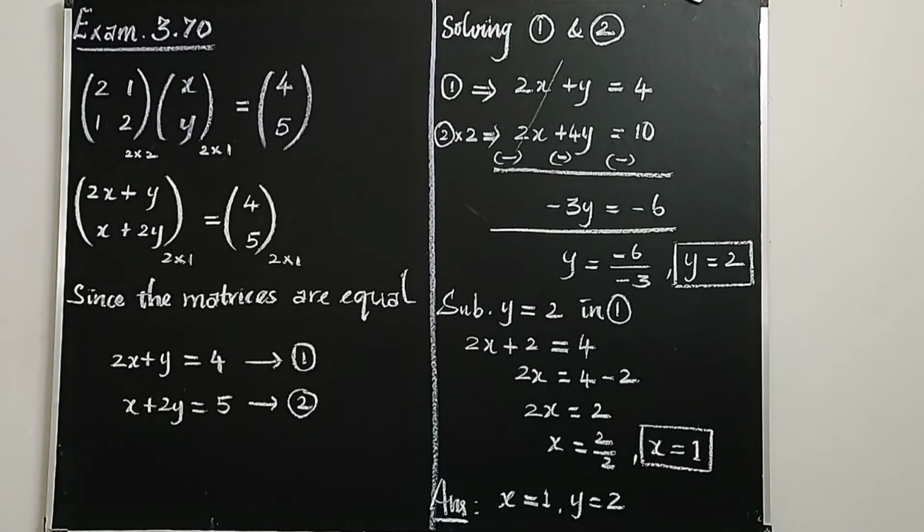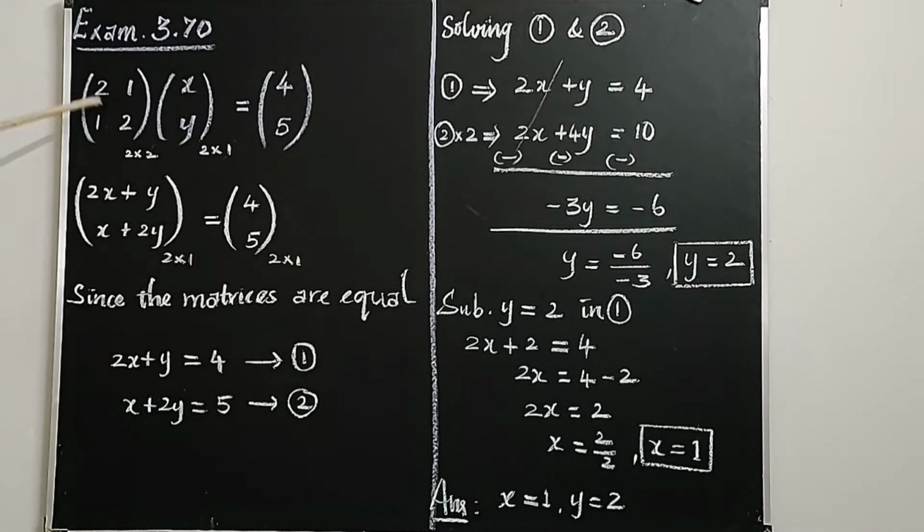Look at example 3.70. It's an important sum, children. It's asked many times for 2 mark sums. What is given? Solve. A matrix multiplication is given with the 2 variables x and y. You are asked to find the value of what is x, what is y. Solve means you are asked to find the value of the unknowns given.